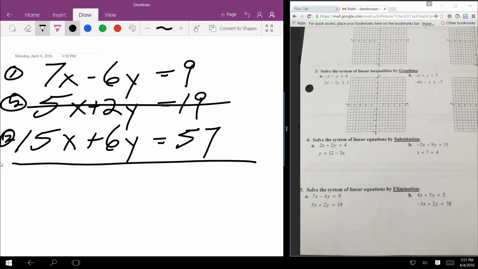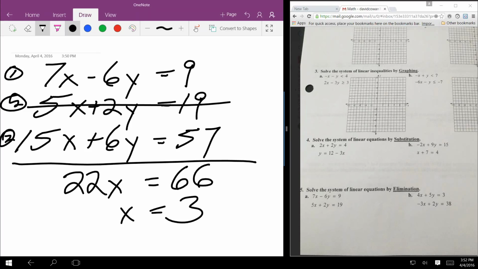Then you eliminate the negative 6y. Tell me whether I need to add my 2 equations or subtract them, because you can do either one. If this was a plus 6y on the top, then I would just subtract the 2 equations. But it's in perfect format to add them, so what's the answer? That would be 22x equals 66. So that'd be x equals 3.